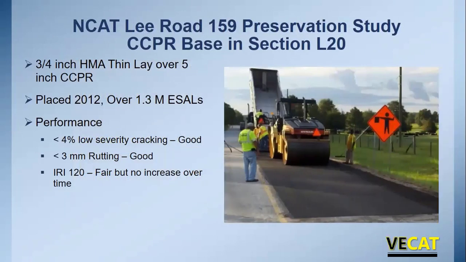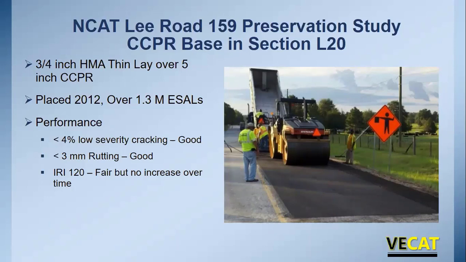So one of the questions that came up was, well, that's for high traffic and a thick asphalt overlay on it. How would they work on a low volume road section? So they went to Lee Road 159, the pavement preservation study. And this is a dead-end road that goes into a rock quarry with an asphalt plant. So they know the number of trucks coming in and out, and they know the weight of the loaded trucks going out. So they have a pretty good idea of the ESALs or the traffic on the road.